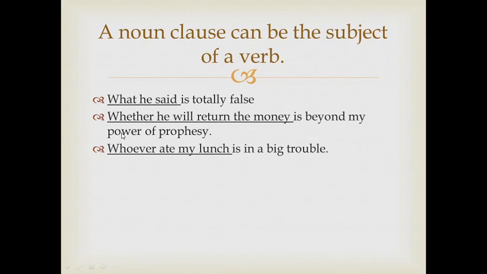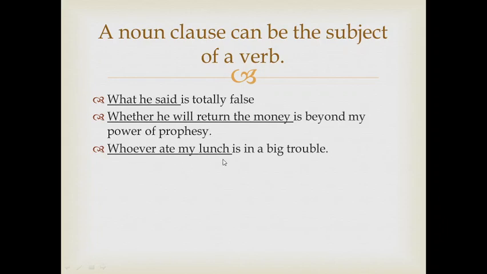Next example, whether he will return the money is beyond my power of prophecy. Whether he will return the money is the subject of the sentence. It is a noun clause which functions as the subject of the sentence. Is beyond my power of prophecy. What is beyond my power of prophecy? Whether he will return the money is beyond my power of prophecy.